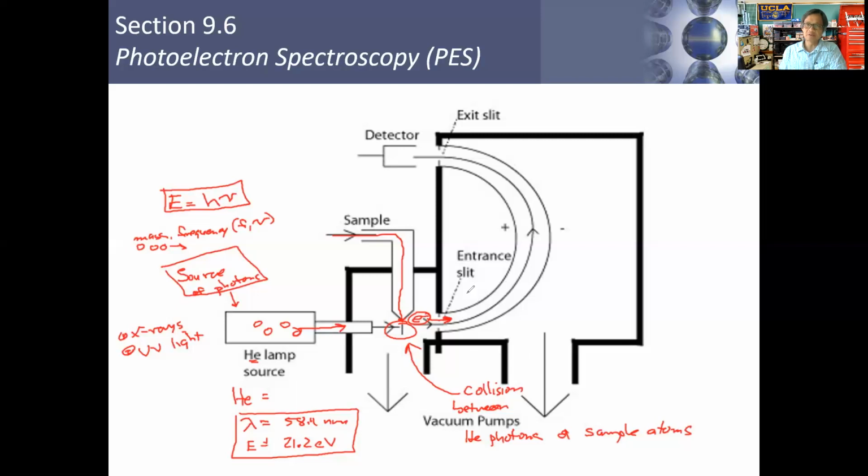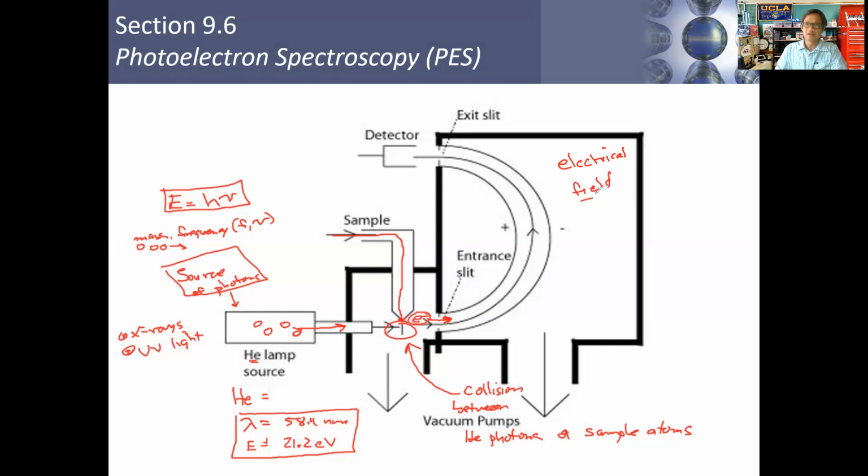electrons will be emitted, and they will enter into this chamber here. In this chamber, we're going to generate an electrical field inside this chamber here.